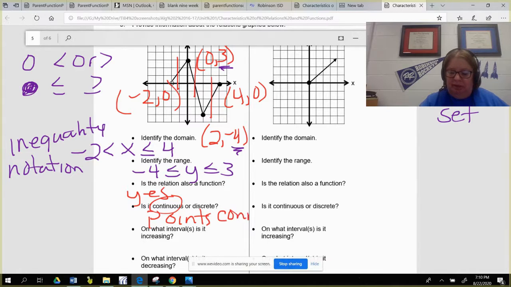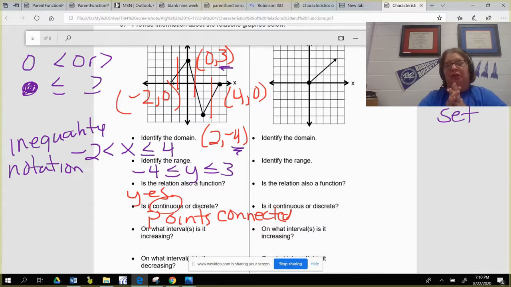The points are connected, so it's continuous. It doesn't matter that it doesn't have arrows. Sometimes my students want to say this one's discrete because it doesn't have arrows, but it's continuous in between those 2 points. We would call that continuous over the domain. It's continuous between those 2 points because all the fractions and decimals are included.